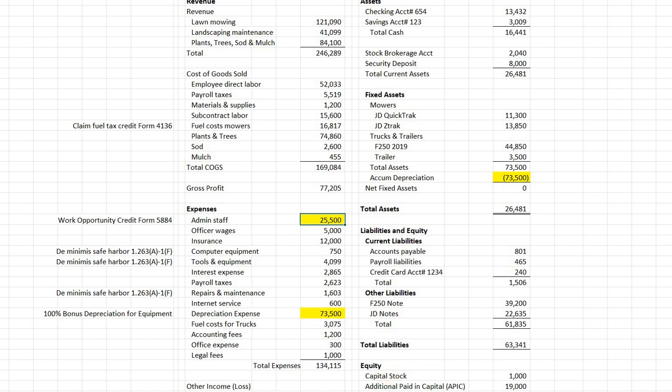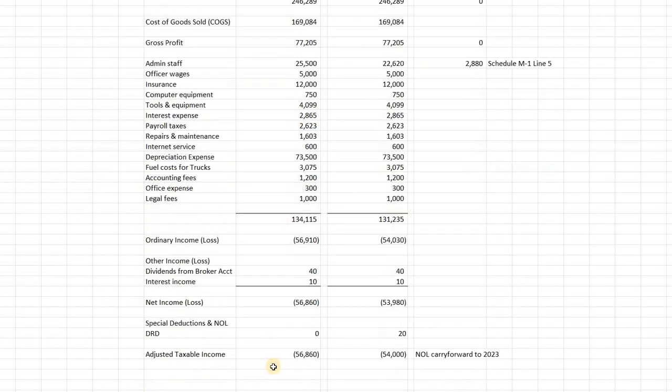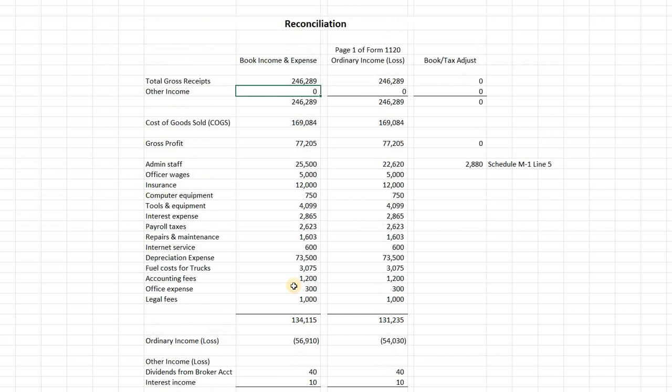So if I look at the book tax reconciliation here, this will show kind of a side-by-side. The book income or expense is on the left-hand side here. So this matches exactly what we have on our financial statements. And here's what I have being reported on page 1 of the Form 1120, so what we were just looking at. Now the variance here on the admin staff wages is $2,880.